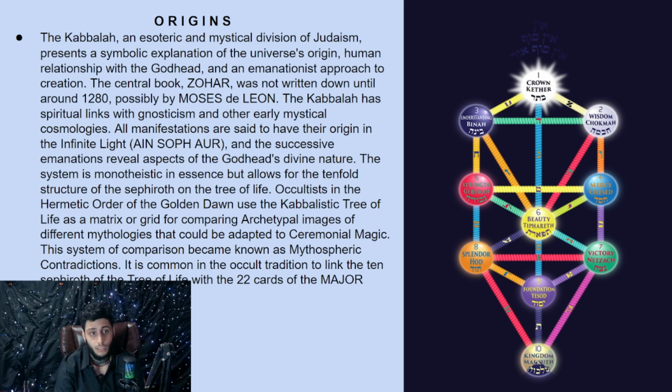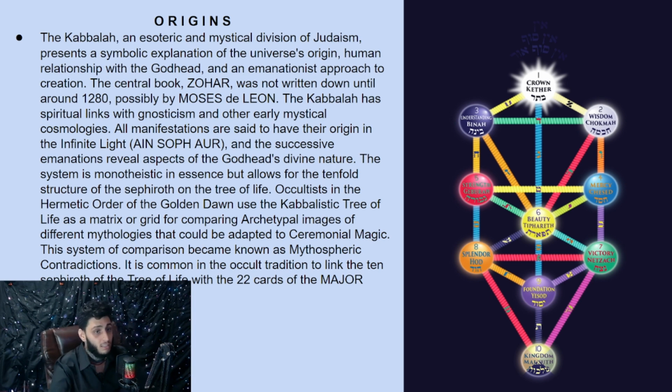The central book, Zohar, was not written down until about 1280, possibly by Moses de Leon. The Kabbalah has spiritual links with Gnosticism and other mystical cosmologies. All manifestations are said to have their origin in infinite light, also known as Ein Sof, and the successive emanations reveal aspects of the Godhead's divine nature. The system is monotheistic in essence, but allows for the tenfold structure of the Sephiroth on the Tree of Life.